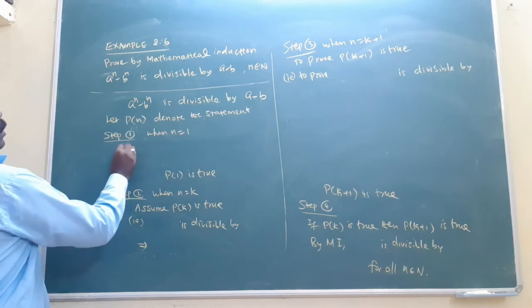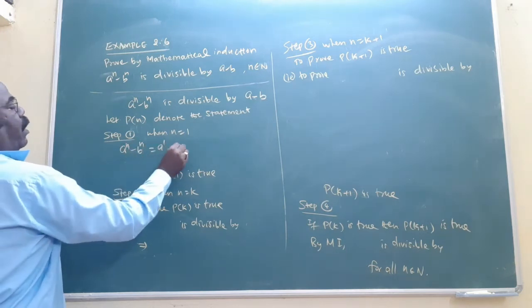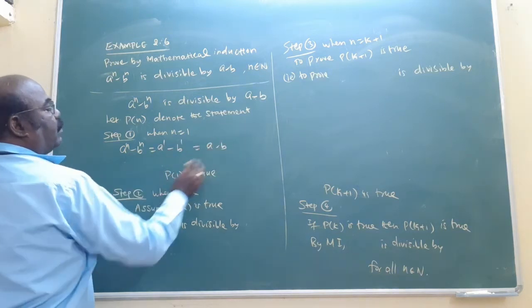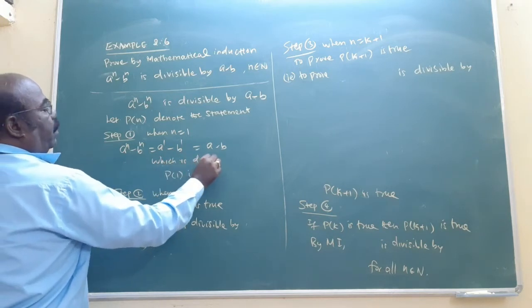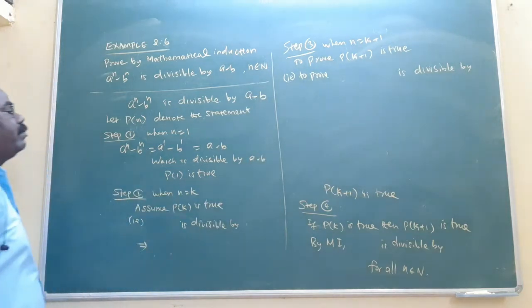Now when n is 1, what is the expression? A power n minus b power n is equal to a power 1 minus b power 1. Am I correct? This is a minus b, which is divisible by a minus b. Am I right? First part over. P of 1 is true.